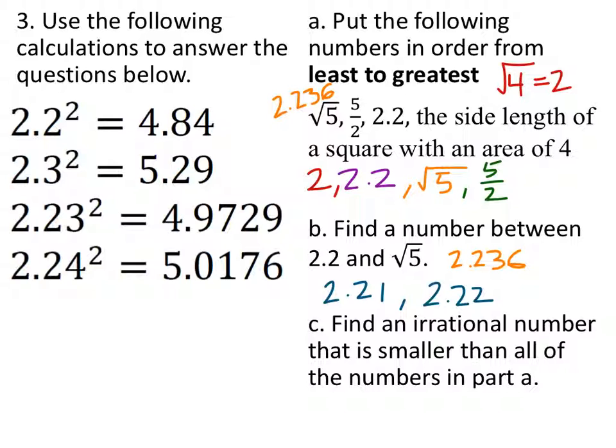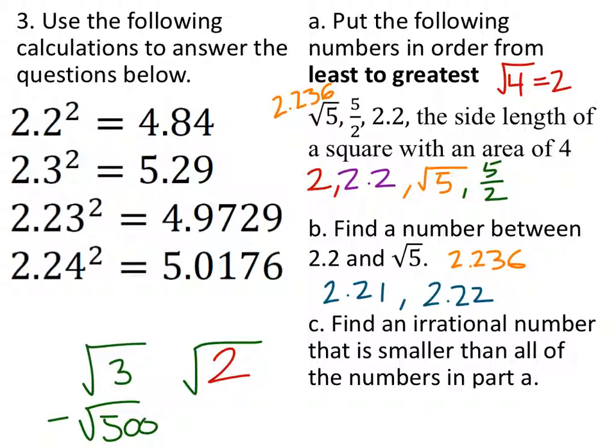Find an irrational number that is smaller than all the numbers in part A. So the smallest number that we had in part A was 2. Since it is not a perfect square, I can just take the square root of it, and I know it's irrational, and it's also smaller than the original value of 2. Also, you could have used the square root of 3, or the negative square root of 500. Pi is too big. Pi is bigger than 2, which is the smallest one, so pi actually would not work for this. Now, if you put pi divided by 2, that would work.